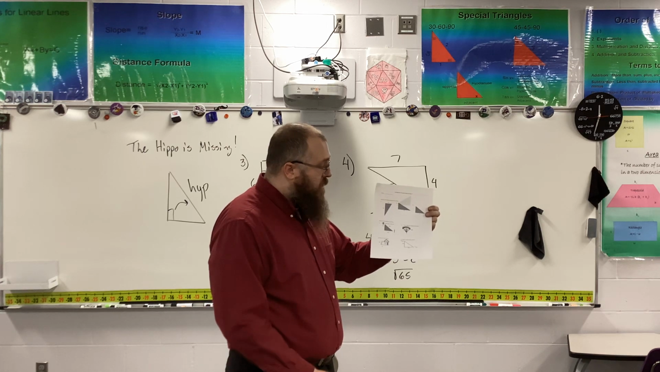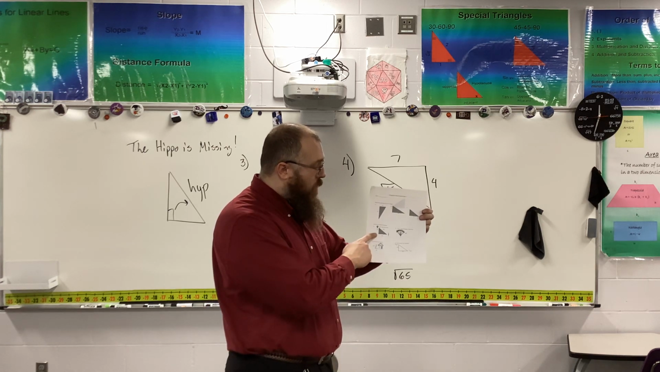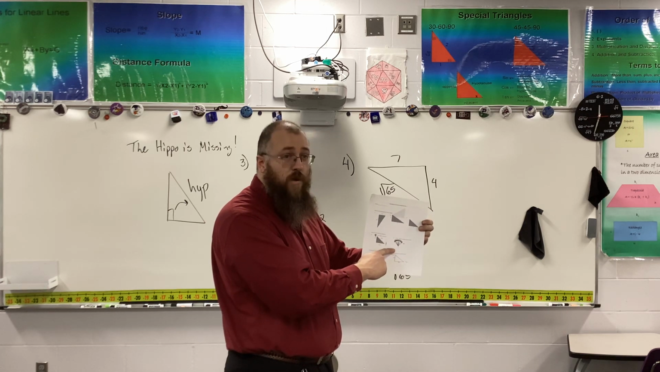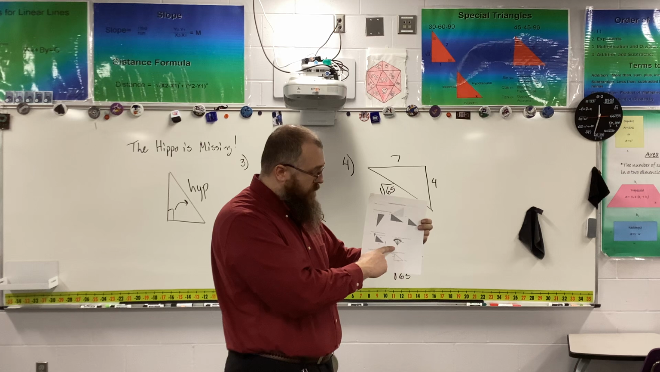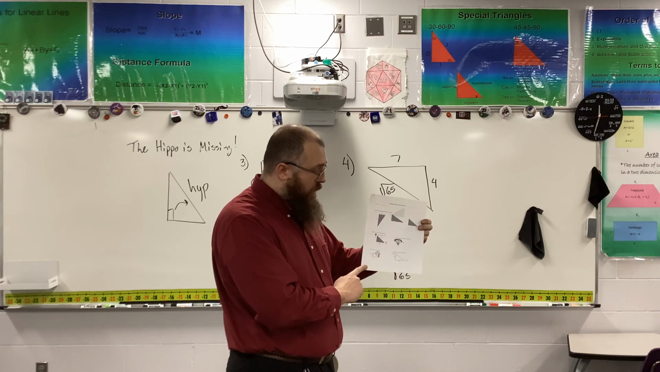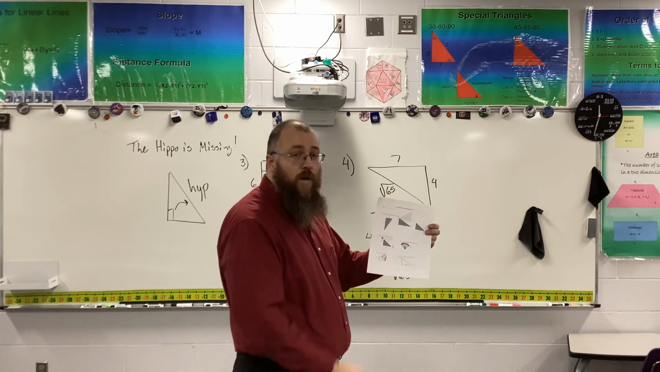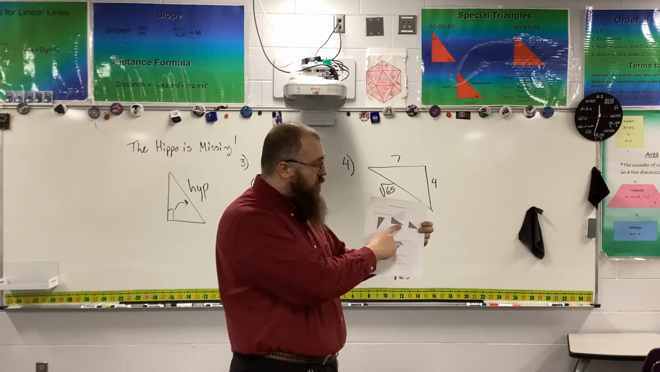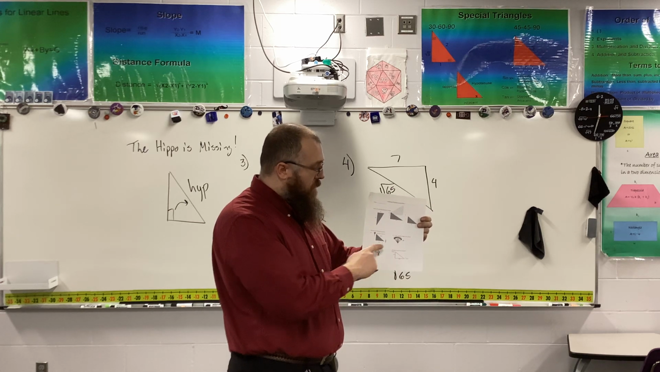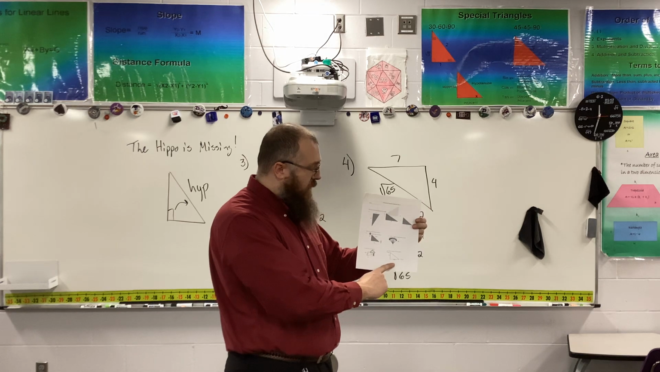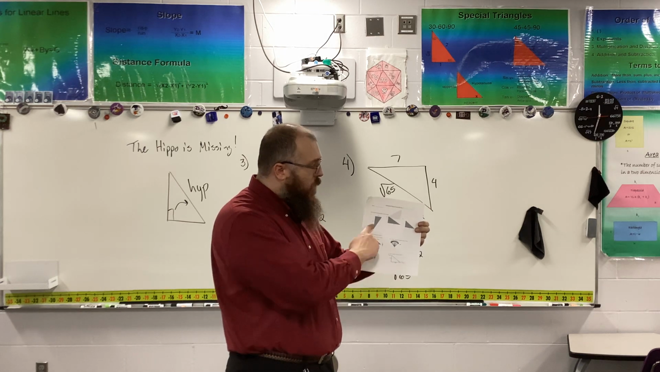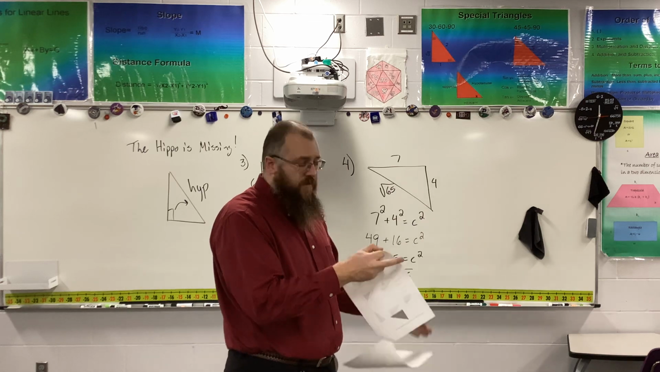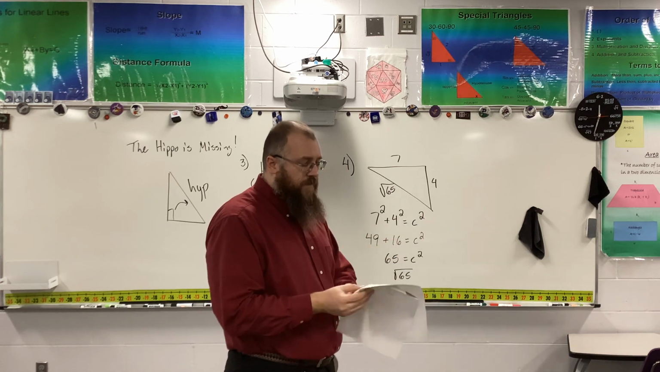But then we're not going to do problem 4. We are going to do problem 5. The parachute problem is a missing hypotenuse problem. We're not going to do problem 6, and we are going to do problem 7. So again, on the front page is 1, 2, 3, 5, and 7.